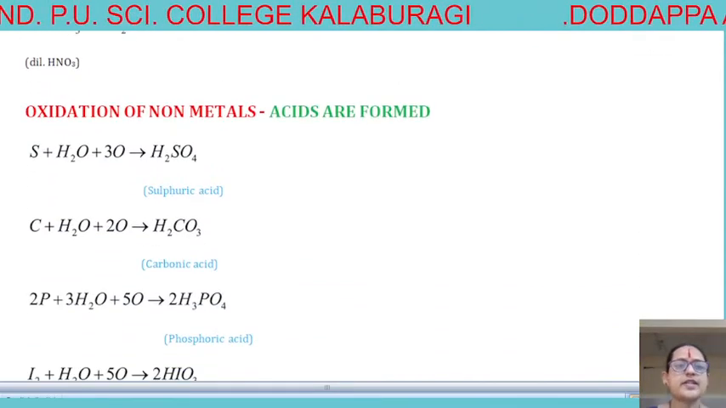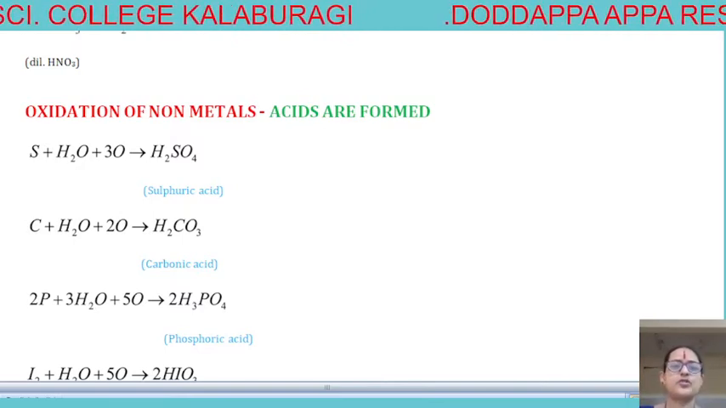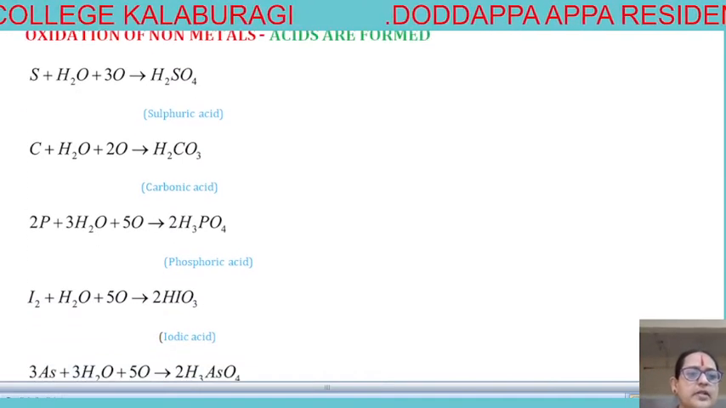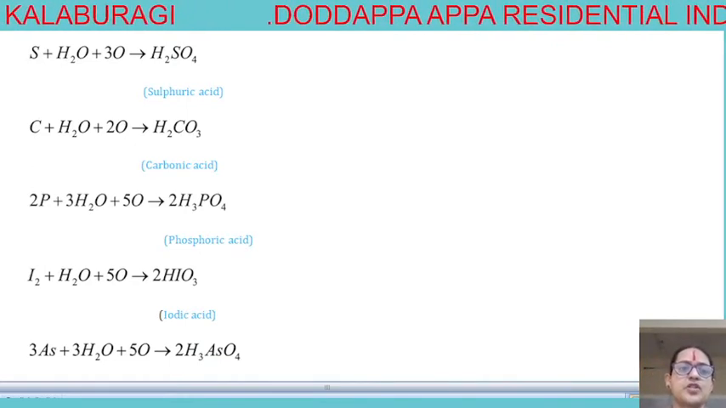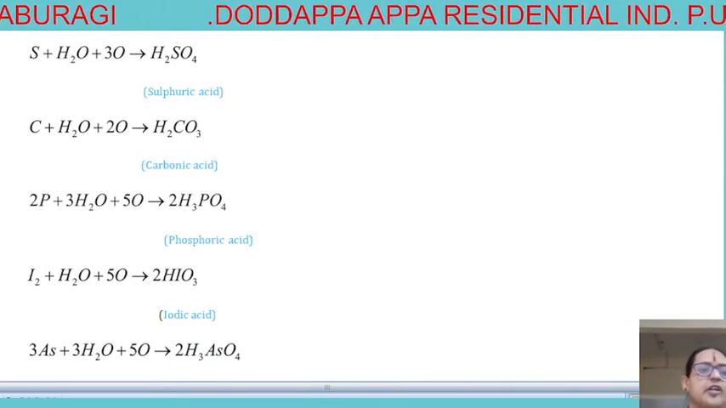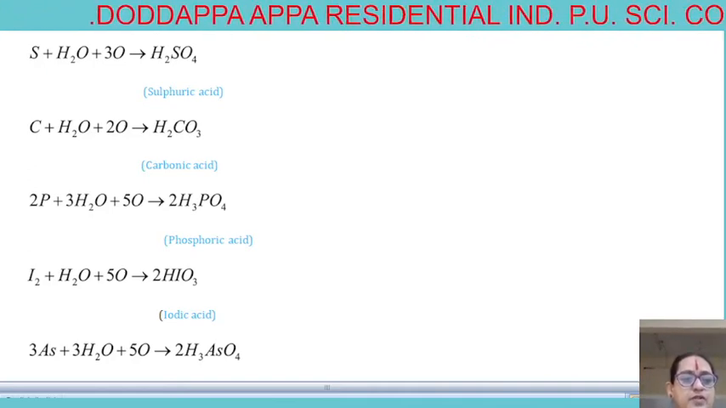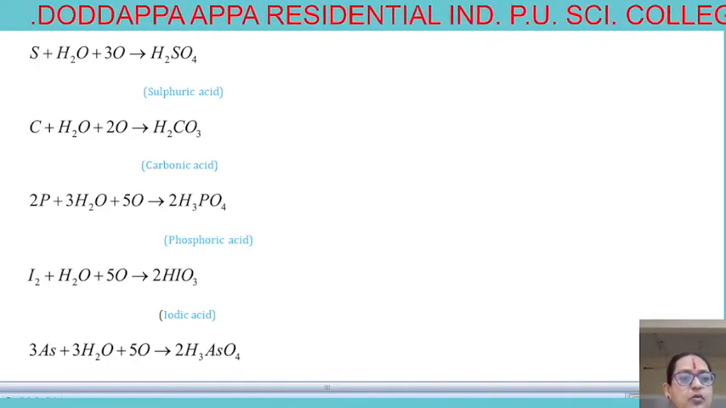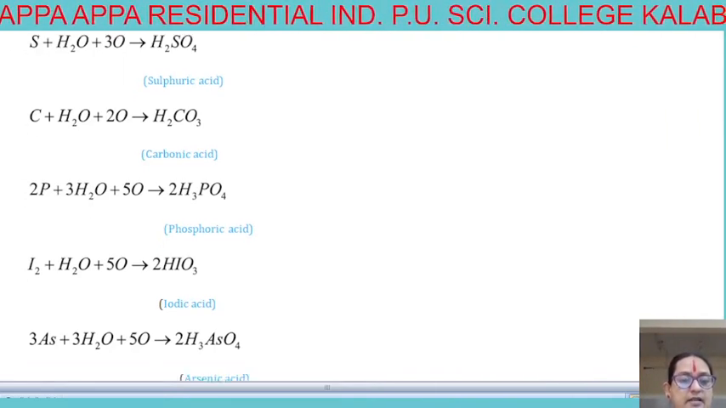Next we have to study oxidation of non-metals. Acids are formed due to oxidation of non-metals. Sulfur reacts with water in the presence of oxygen to form sulfuric acid. Carbon reacts with water and nascent oxygen to form carbonic acid, whereas phosphorus combined with water and oxygen forms phosphoric acid, whereas iodine forms iodic acid.